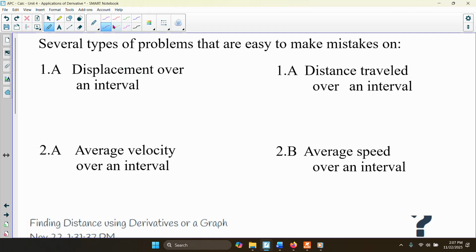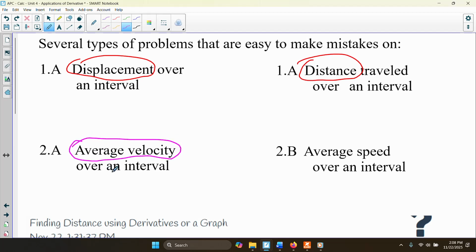Displacement. So yeah, this is a common mistake. Displacement versus distance, right? Same kind of question, but in one case it's the displacement, in the other it's distance, which also leads to another set of problems that are related to each other and easy to make a mistake on: average velocity over an interval versus average speed over the interval. These two should be thought of together because average speed depends on distance.